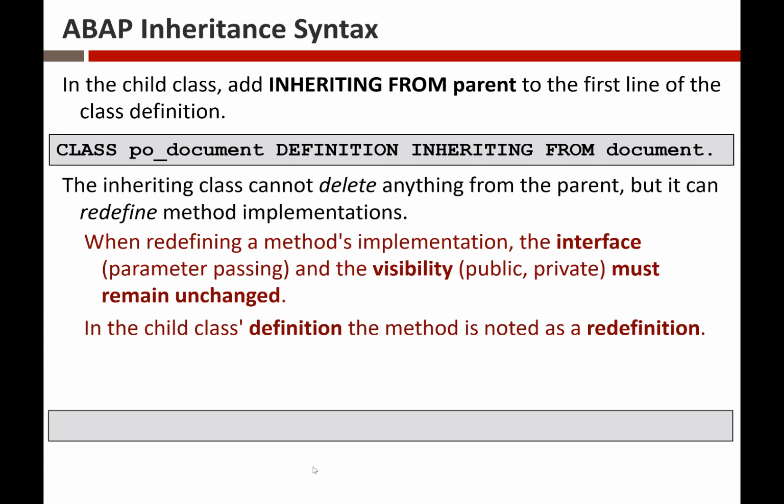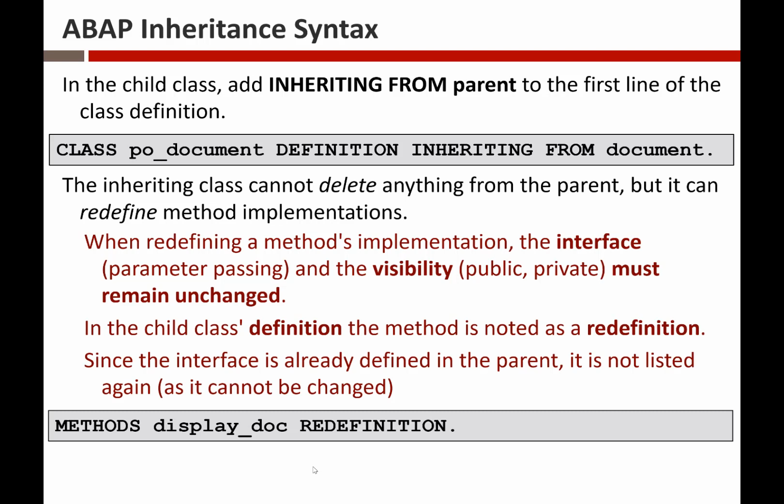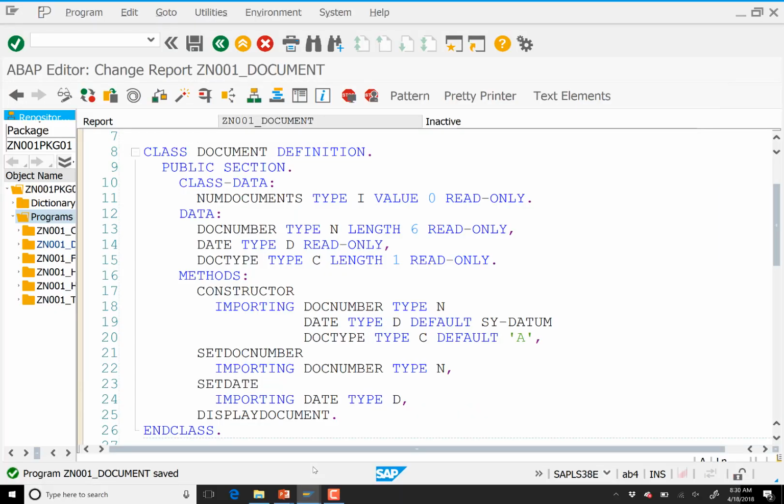If I'm going to redefine a method, I note this as being a redefinition. And since the interface is already defined in the parent, it's not listed again because I can't change it. Okay? So, do I want to redefine any of the methods in this? Well, one of the things I might want to do is, in my child class, I can add new things. And so let's do that here.